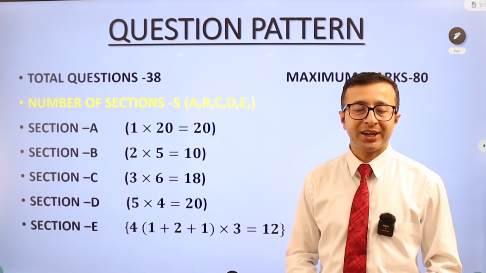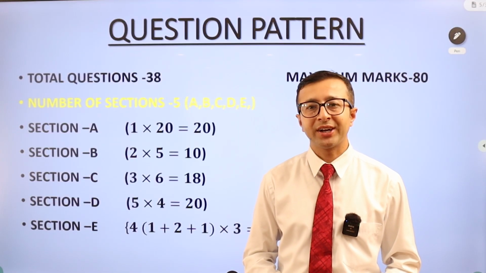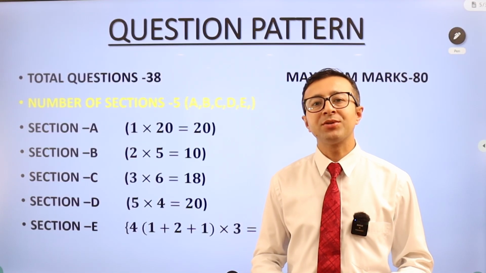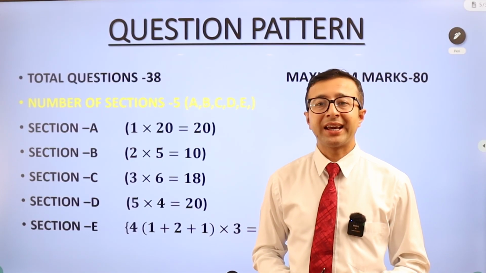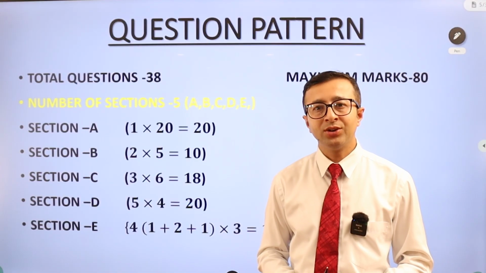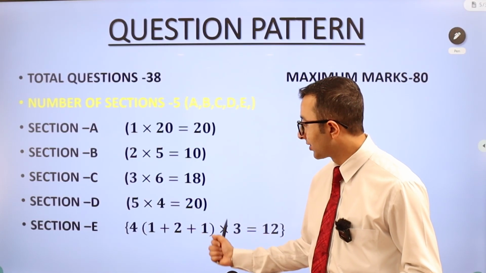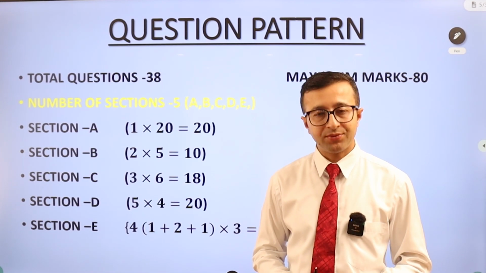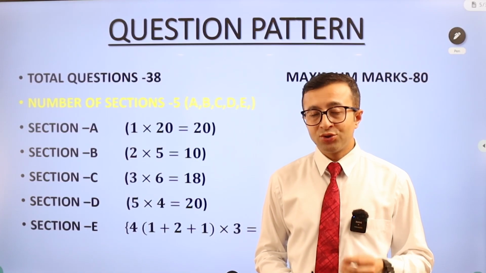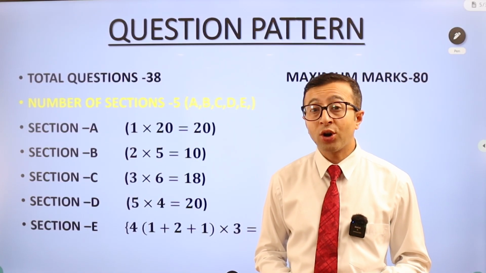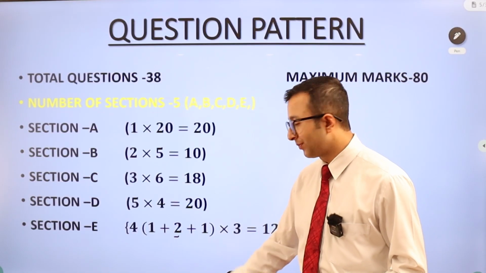Now the next and last section, that is section E. We say that this is the case-based study section. It has 3 questions. Each question will carry 4 marks. In those 4 marks there will be 3 sub-parts, distributed like this: 1 plus 2 plus 1. 2 of the 3 parts will be 1 mark each, and 1 will be 2 marks. And that 2 marks question will be an OR question. That means you will be getting an internal choice for this 2 marks also.